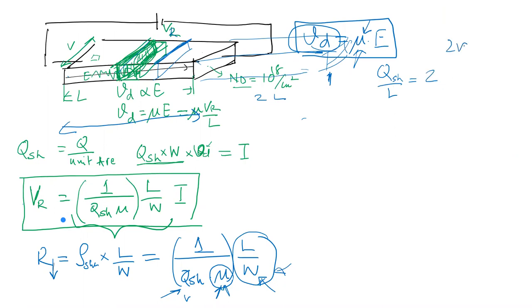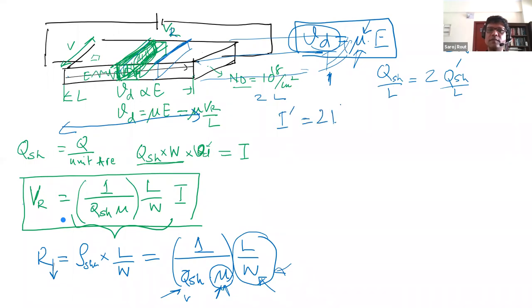If I make it 2W, then the charge will be twice what it was before, right? Previous, let's say Q dash. So if the number of charges doubles, then the number of charges per unit time also will double. So the new current will be 2 times I dash, which means the new resistance will be half of that. Everyone agrees with this? Okay, somebody has a question? No? Everyone agrees?